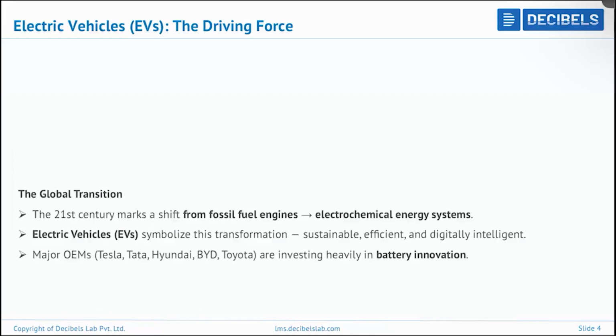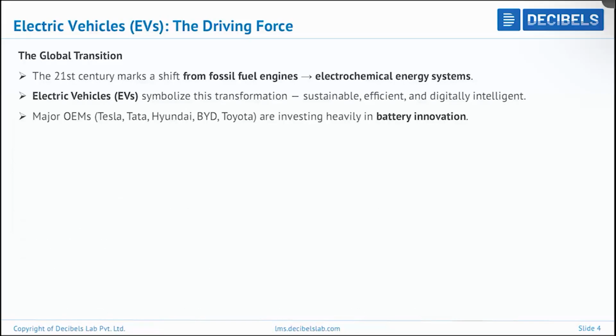So, the global transition. We know that the 21st century marks a shift from fossil fuel engines to electrochemical energy systems. The present electric vehicle revolution symbolizes this transformation, because they are very much sustainable, unlike fossil fuels, which are not eco-friendly and sustainable. And these electrochemical energy system powered vehicles are more sustainable, efficient, and digitally intelligent.